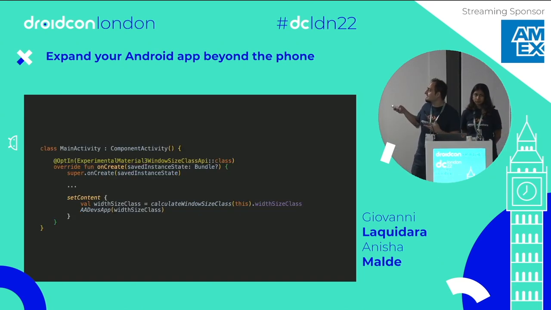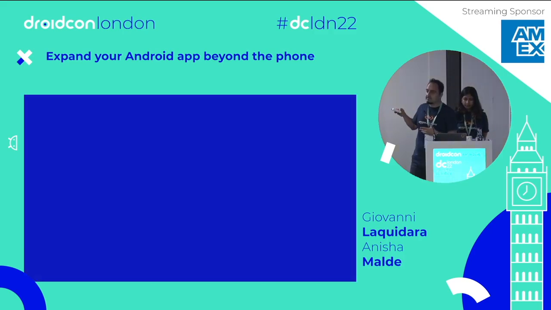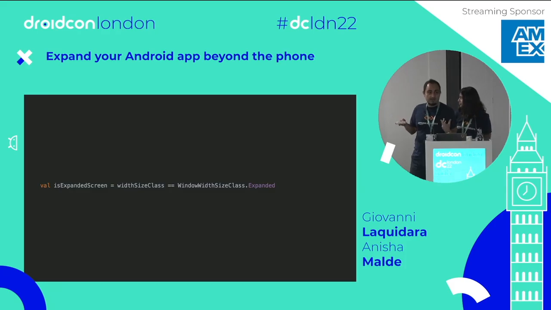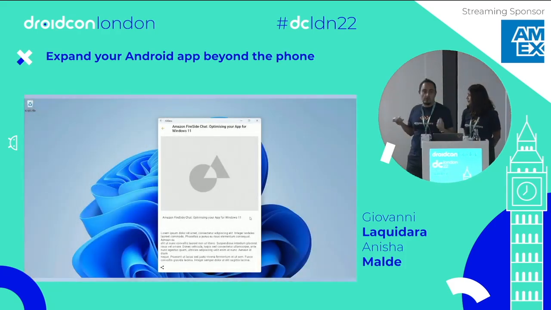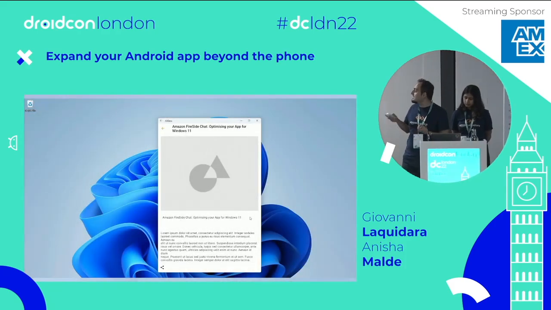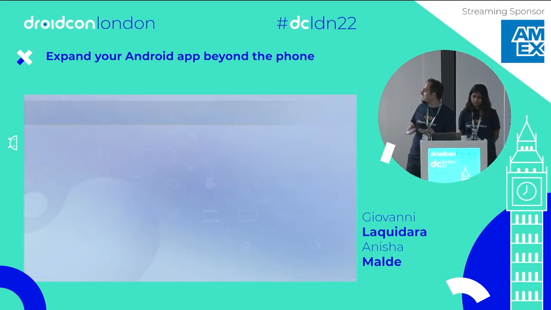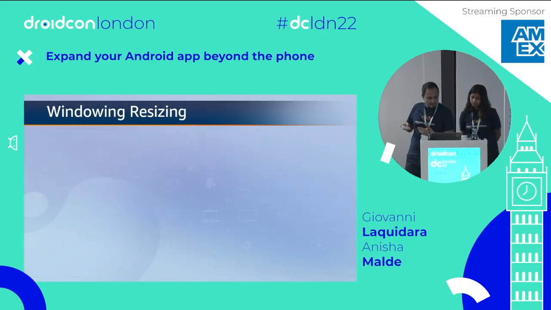And then we pass that as an argument in the composable hierarchy. Specifically, we use the width size class to understand if the screen is expanded. And then if the screen is expanded, we show or hide a drawer, a list of the videos that we are displaying in our app.